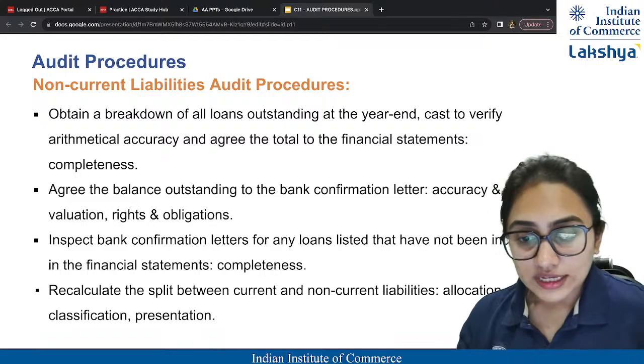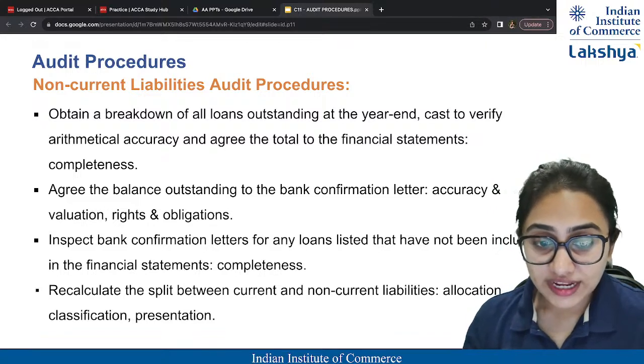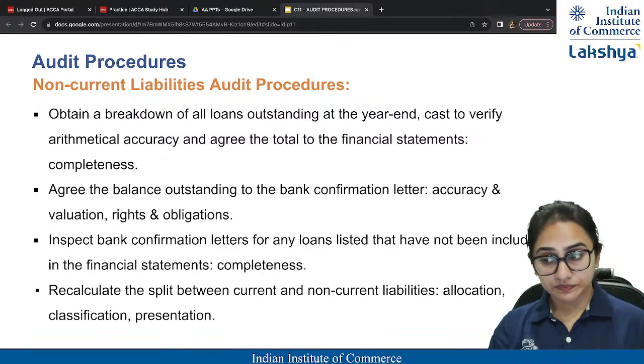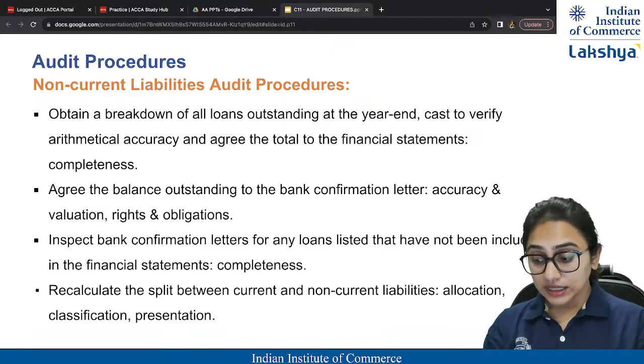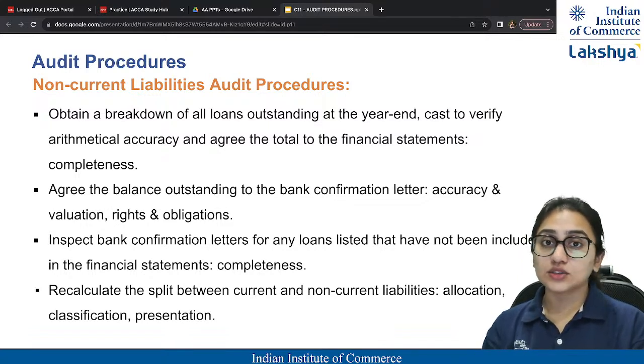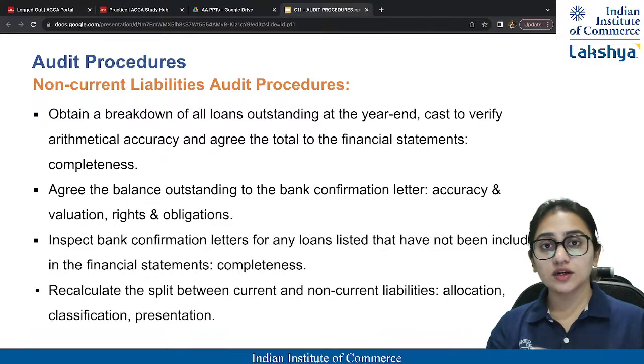Okay. Inspect bank confirmation letters for any loans listed that have not been included in the financial statement. Again, get a confirmation letter from the bank for any loans that are really there but the company has not recorded them. If that is the case, that means the completeness is not there. If all the loans are included, only then the loans can be complete. Otherwise the completeness is not there.